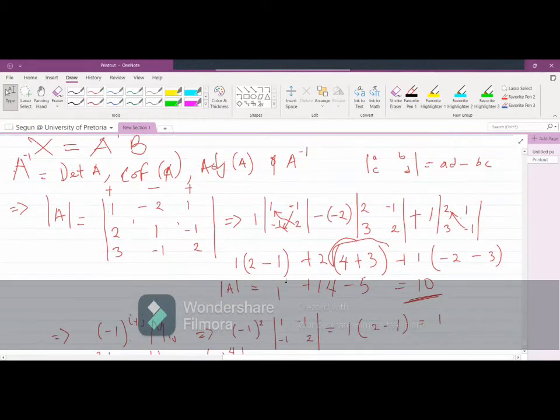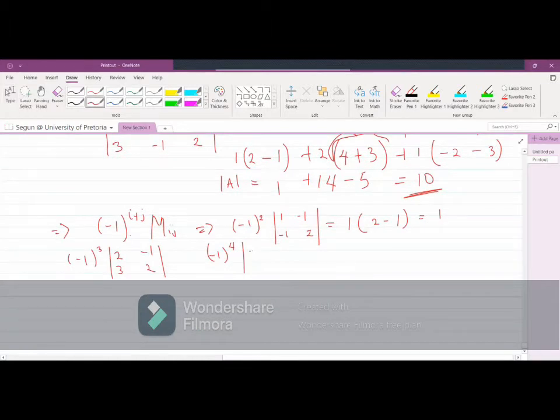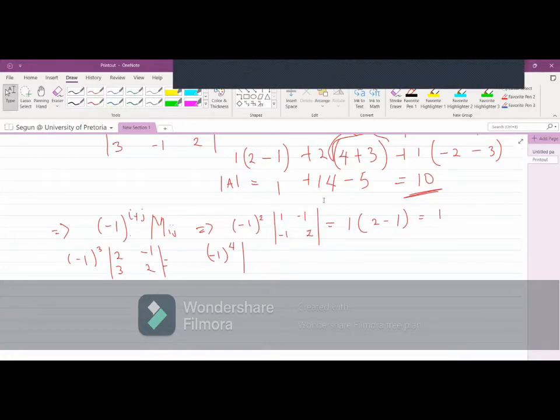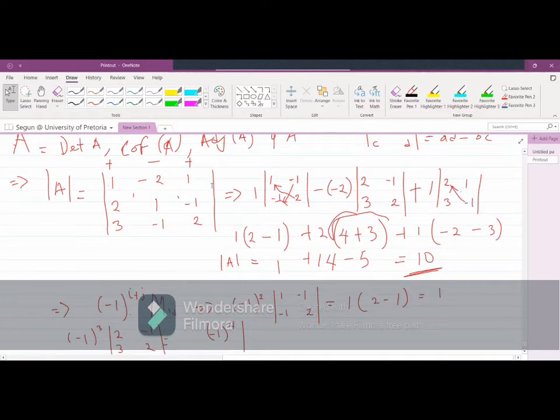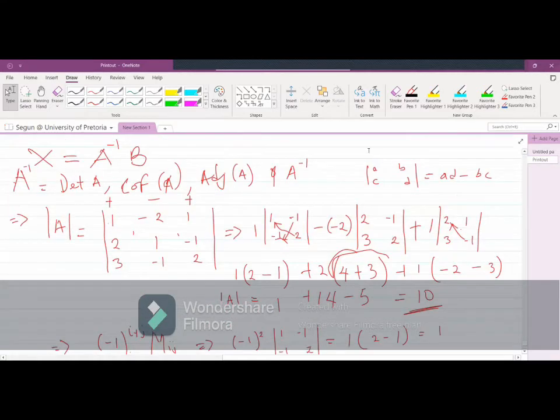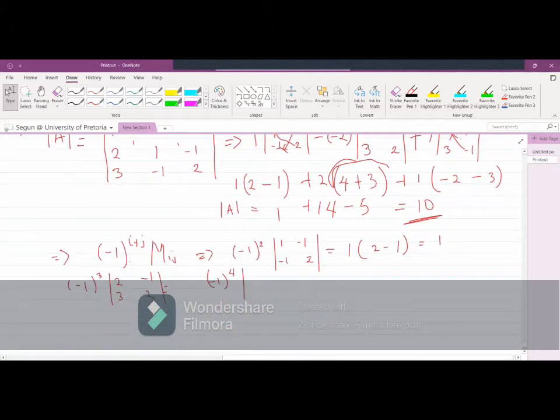A13. What's the value, please? Anybody? A13. I'm just saying A13, just tell me. 2 1 3 minus 1. You guys should be calculating it by yourself, so you only need the final answer.